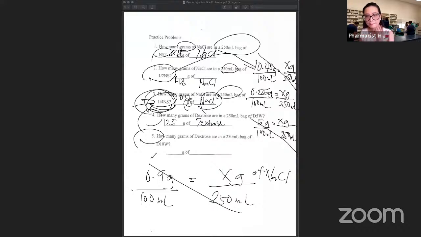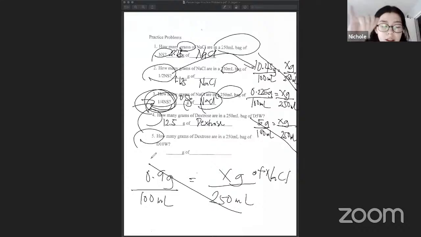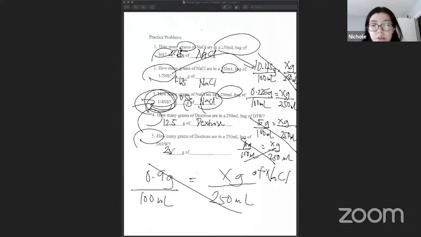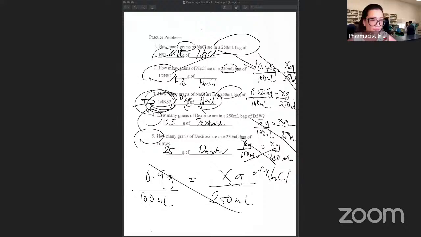Okay, continue. So I put 10 grams over 100 milliliters. And then I put X grams over 250 milliliters. And then I cross multiplied to get 2,500 equals 100X. And then I divided 2,500 by 100 to get 25 grams of dextrose. Very good. So is it now clicking finally?